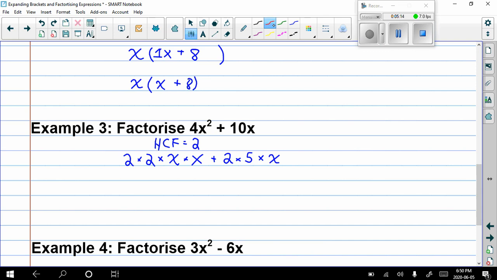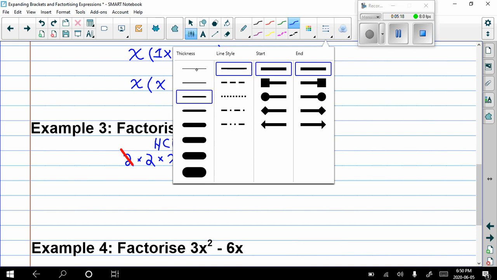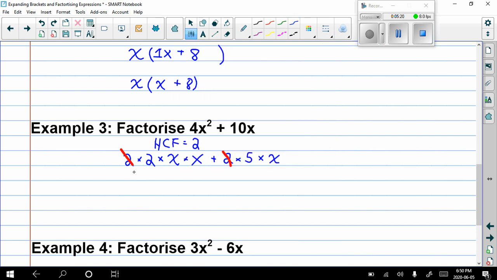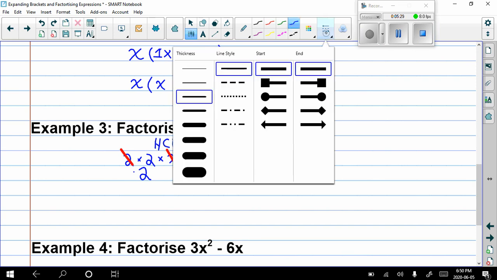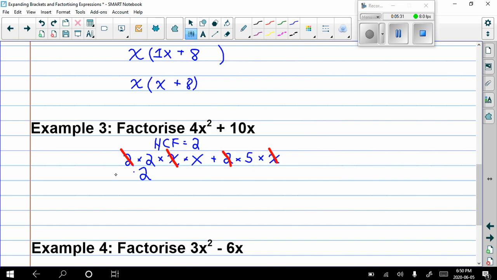So here, let's cross over 2, cross over 2, write our 2 outside. Is there anything else we can cross out? Yeah, there's another x. So there's an x here and an x there. Cross it out, write it outside. As soon as you've found that you have nothing left, write what's left on the inside. So 2x plus 5.